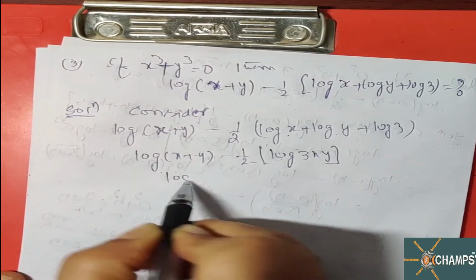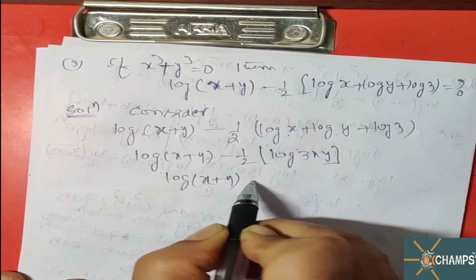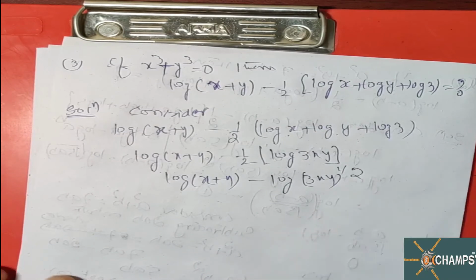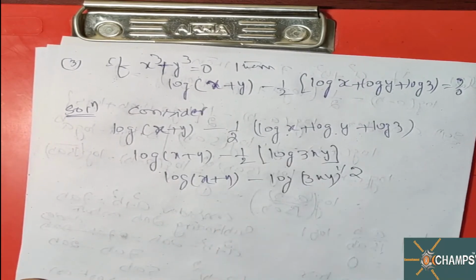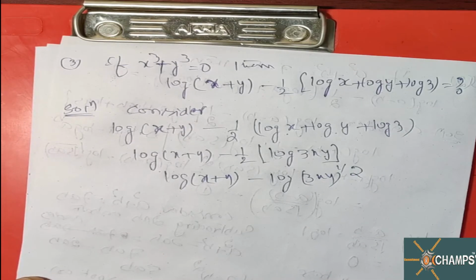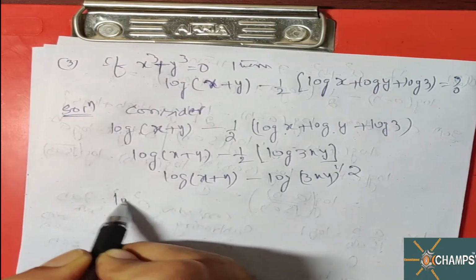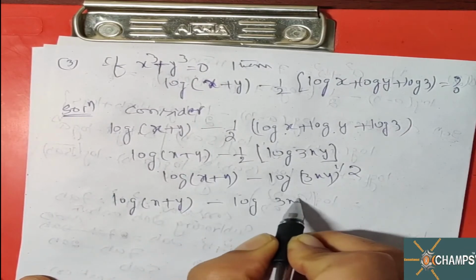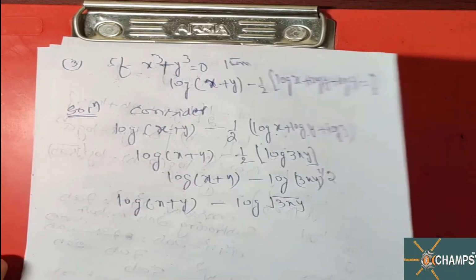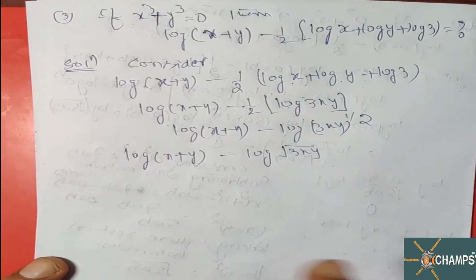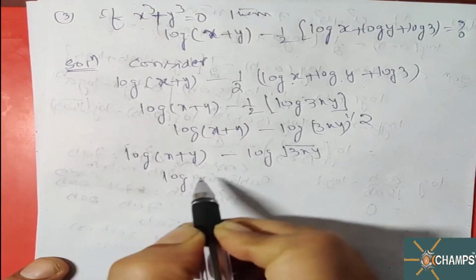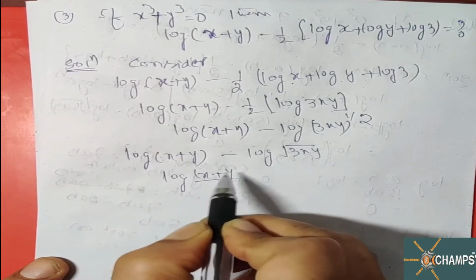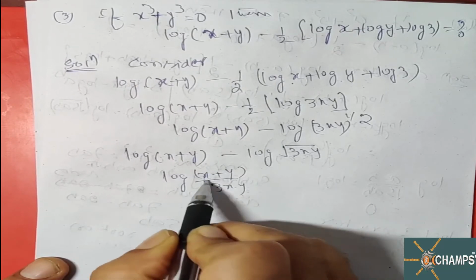Now this can also be written as log x plus y minus log (3xy) to the power half. B into log a can be written as log a power b. So once again this is log x plus y minus log 3xy under root. Now log a minus log b can be written as log a by b.